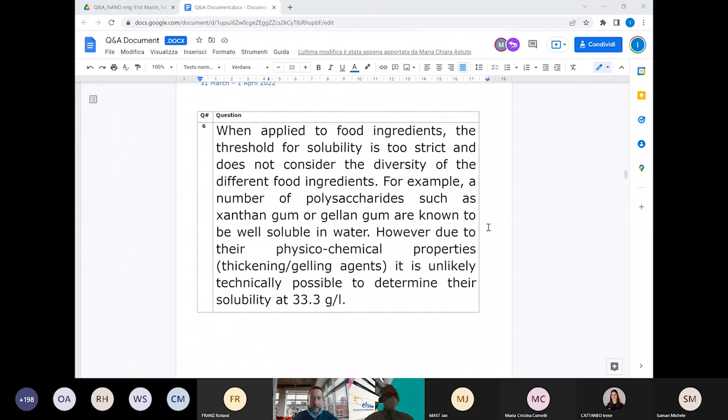Thank you very much. So this question is about the threshold for solubility, which might be difficult in terms of implementing the associated solubility test in cases of, for instance, materials which act as thickening or gelling agents, so have this type of physicochemical properties. So two cases have to be distinguished here. The first one is if the thickening or the gelling agent is truly water soluble.